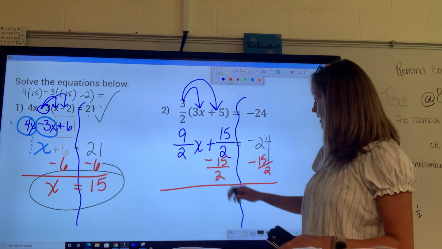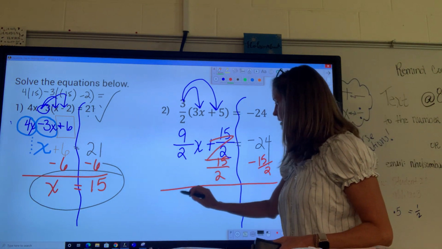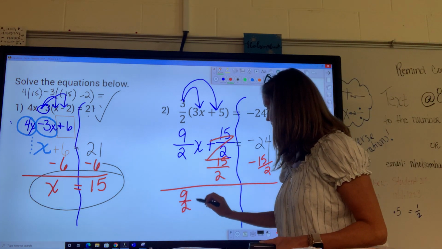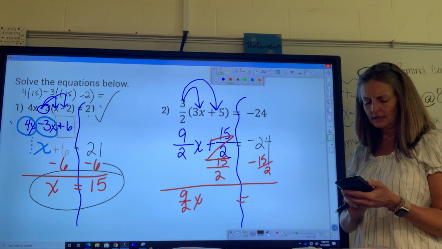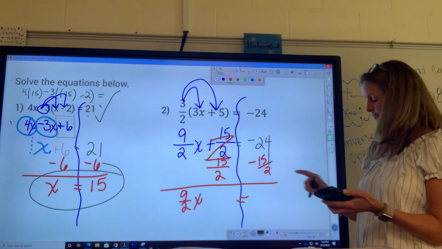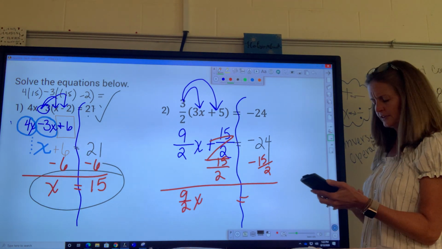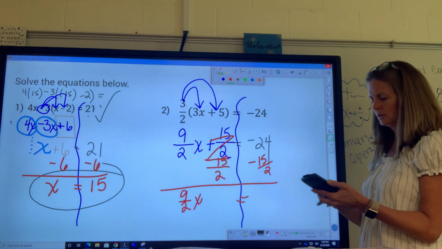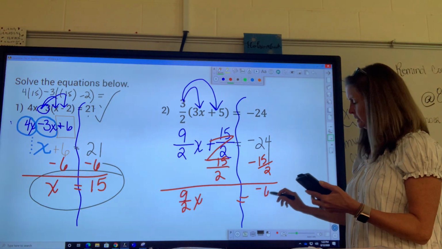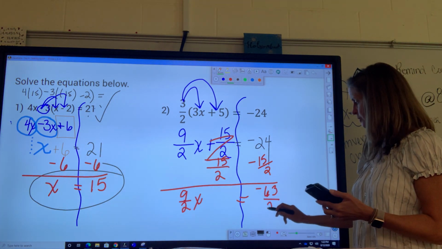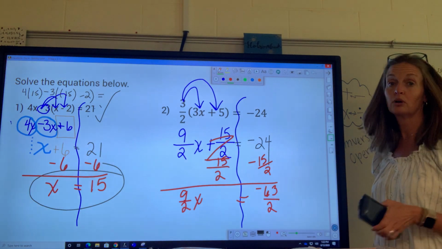All right, so this zeroes out. I'm left with 9 over 2x. And I don't really know what this is, so I'm going to plug it in. Negative 24 minus 15 over 2 equals, Lord, negative 63 over 2. These are some gross things.